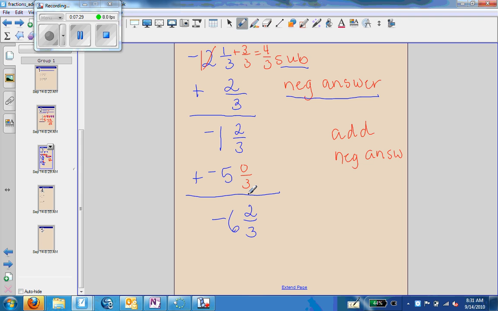A lot of you guys already know this, but I'm just helping to fill in the blanks in case you don't. So our final answer is going to be negative 6 2/3. So we added because they had same signs. We have a negative answer because we were adding negatives to more negatives, which gives you negatives.